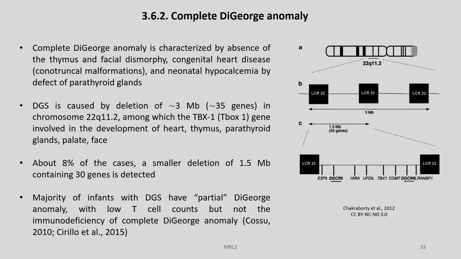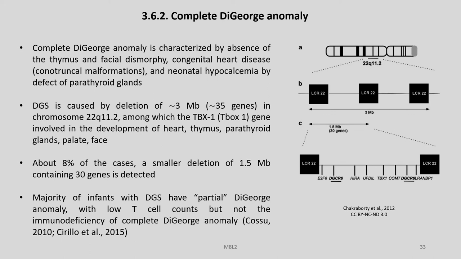The complete DiGeorge anomaly is characterized by absence of the thymus and facial dysmorphia, congenital heart diseases and neonatal hypocalcemia caused by defect of the parathyroid glands. DGS is caused by deletion of around 3 MB, corresponding to around 35 genes, in chromosome 22q11.2, among which the TBX1 gene is involved in the development of the heart, thymus, parathyroid glands, palate and face. In about 8% of the cases, a smaller deletion of 1.5 MB containing 30 genes is detected.